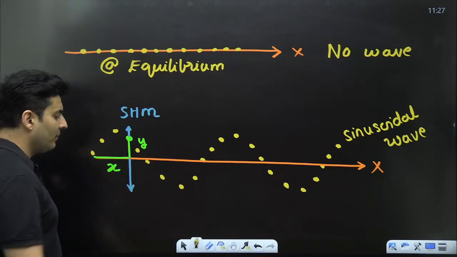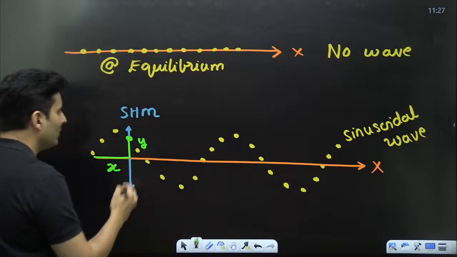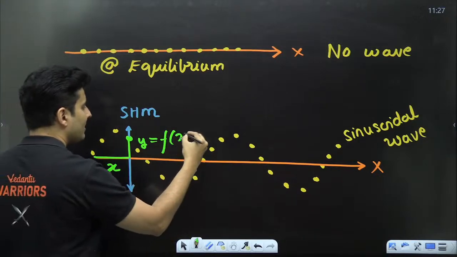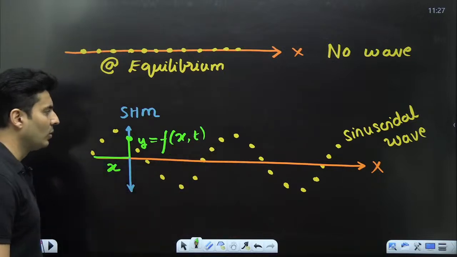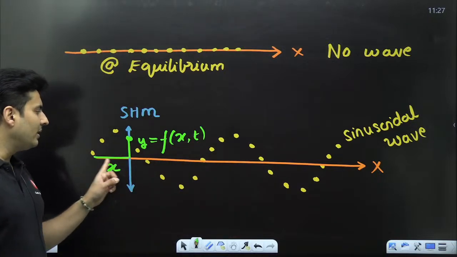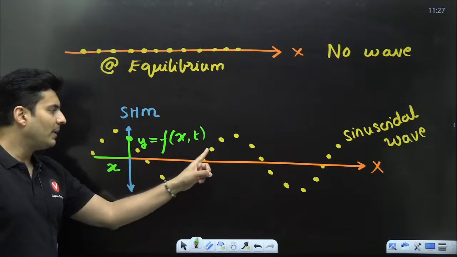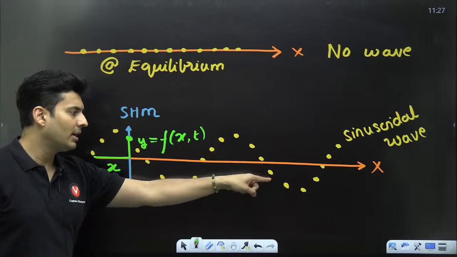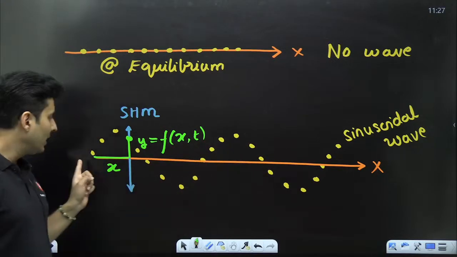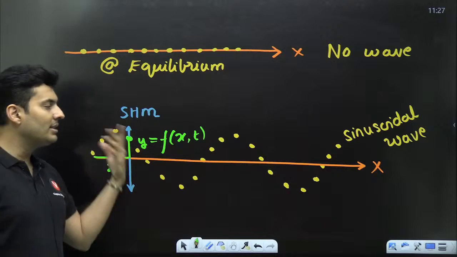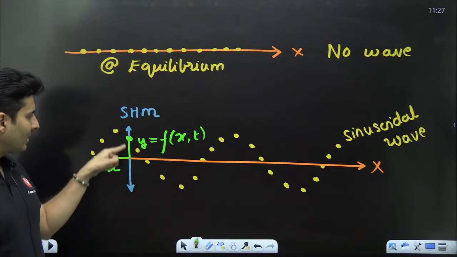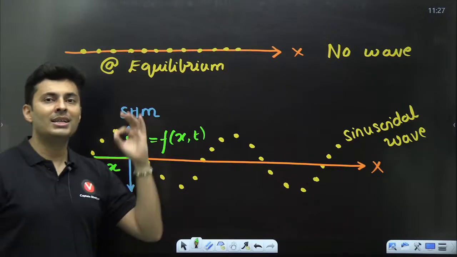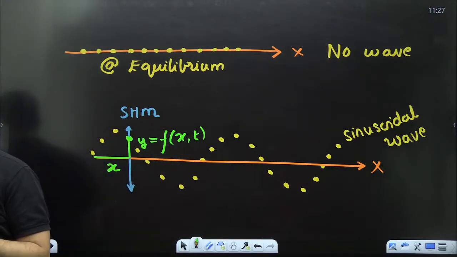So it is going to perform a simple harmonic motion, and you will see that the y coordinate is a function of both x as well as at what time you are looking at it. Because if you see, different x will have different y. This particle is at a different height, this a different height, this negative, this a different negative. So it depends on x and at what instant, because at the same place you will see the particle keep going up and down. So the y coordinate will also keep on changing.